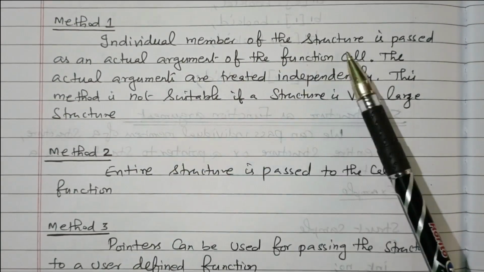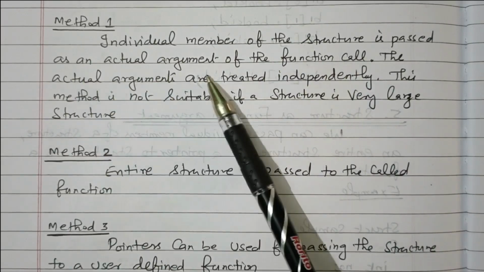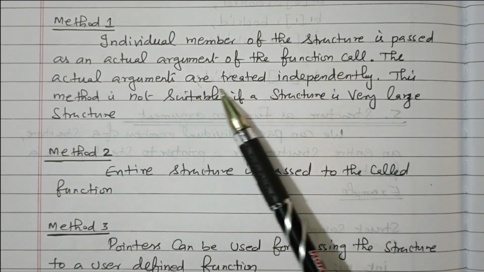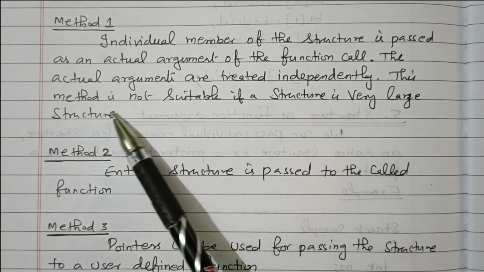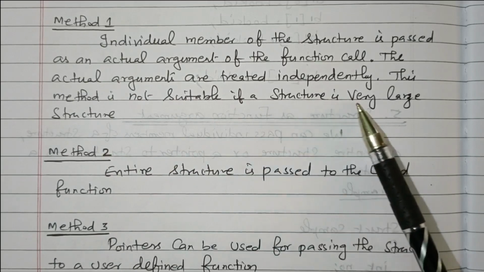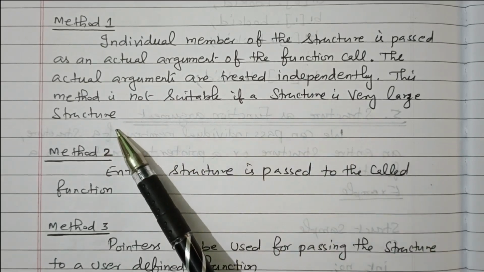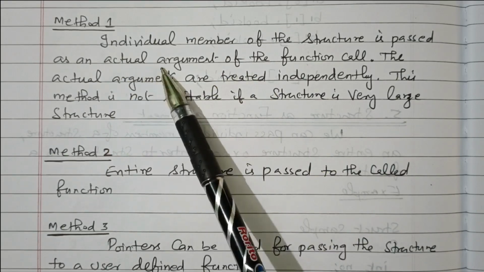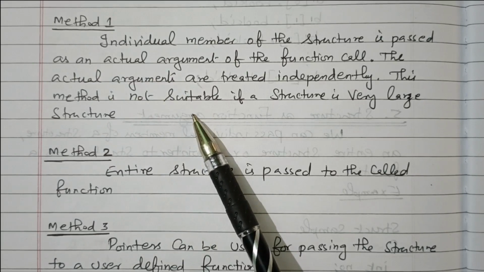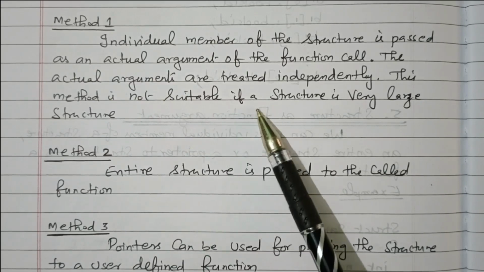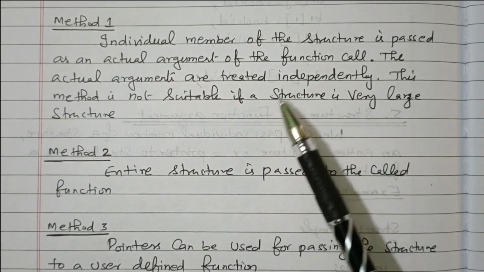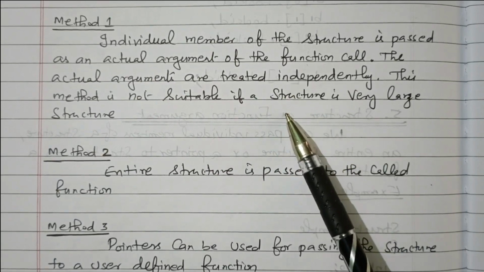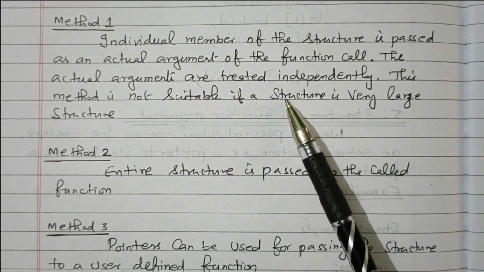Individual members of a structure are passed as actual arguments of the function call. The actual arguments are treated independently. This method is not suitable if the structure is very large, right? You can send the individual members, treated as actual arguments, but this is not suited if large structures or many variables are available. We can send them one by one, but every variable we need to send, that is very difficult. If the structure has only one or two elements, we can use this method.